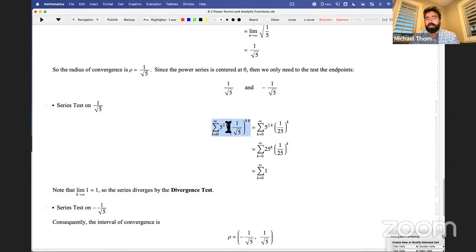So when you plug in 1 over square root of 5, which is the right endpoint, into the original power series, it becomes a series of constants. And you could simplify this. That 5 squared is really 25. And then this simplifies nicely. That's the series of the one terms. All right, so if you think about what this looks like, it looks like this.